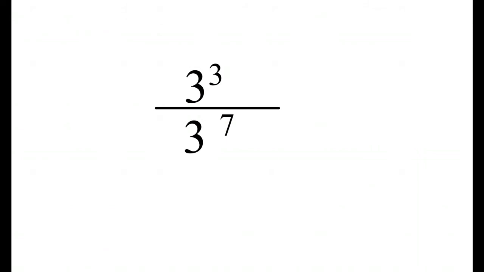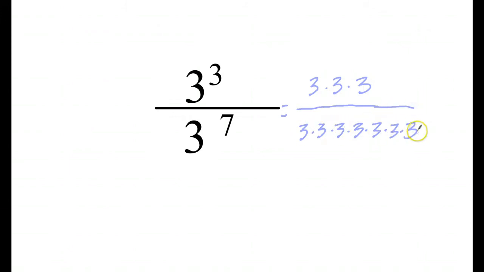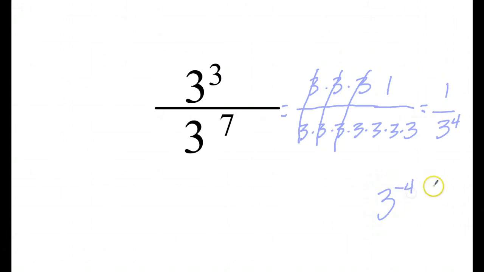Now, this is going to be equal to 3 times 3 times 3 all over 3 times 3 times 3 times 3 times 3 times 3 times 3. I get 1, 2, 3, 4, 5, 6, 7. That becomes 1, that becomes 1, that becomes 1, and I'm left with 1 over 3 to the 4th power, which can be written as, if it says divide by 3 4 times, 3 to the negative 4th power.